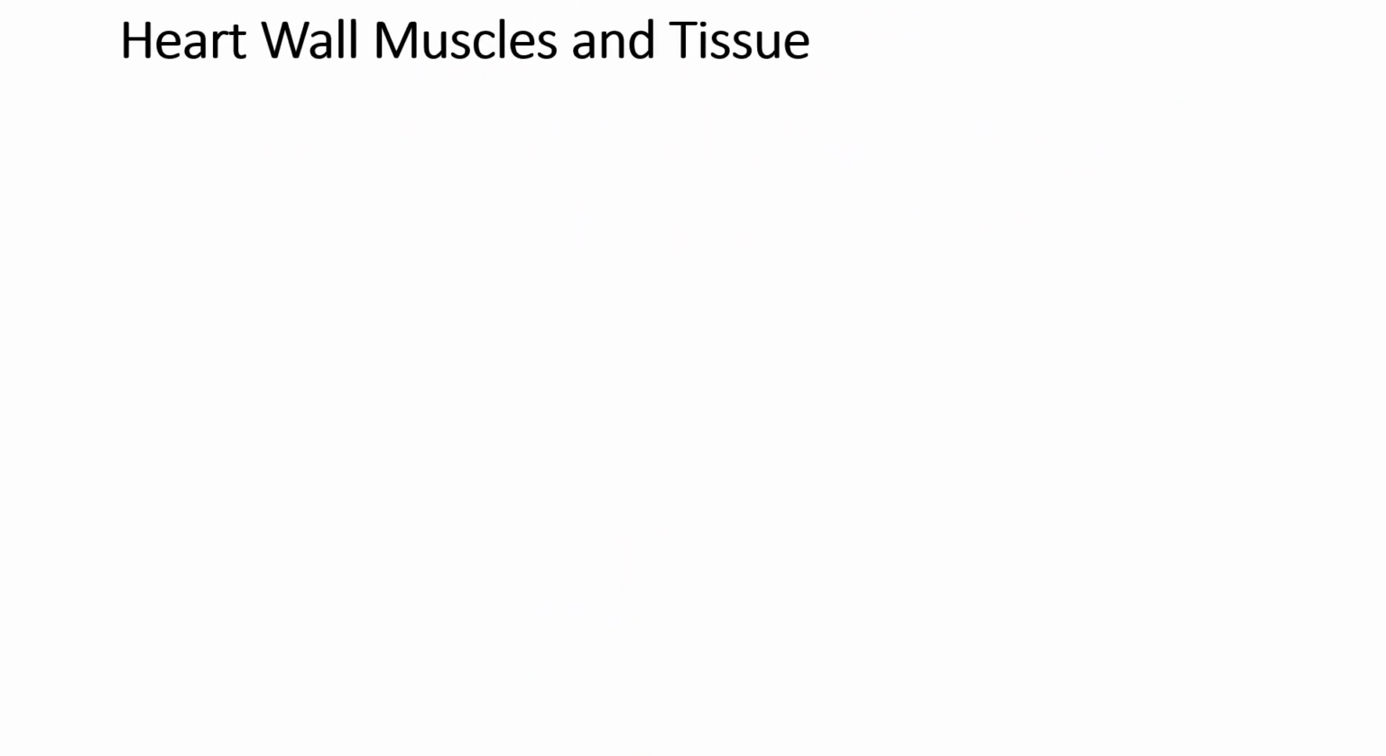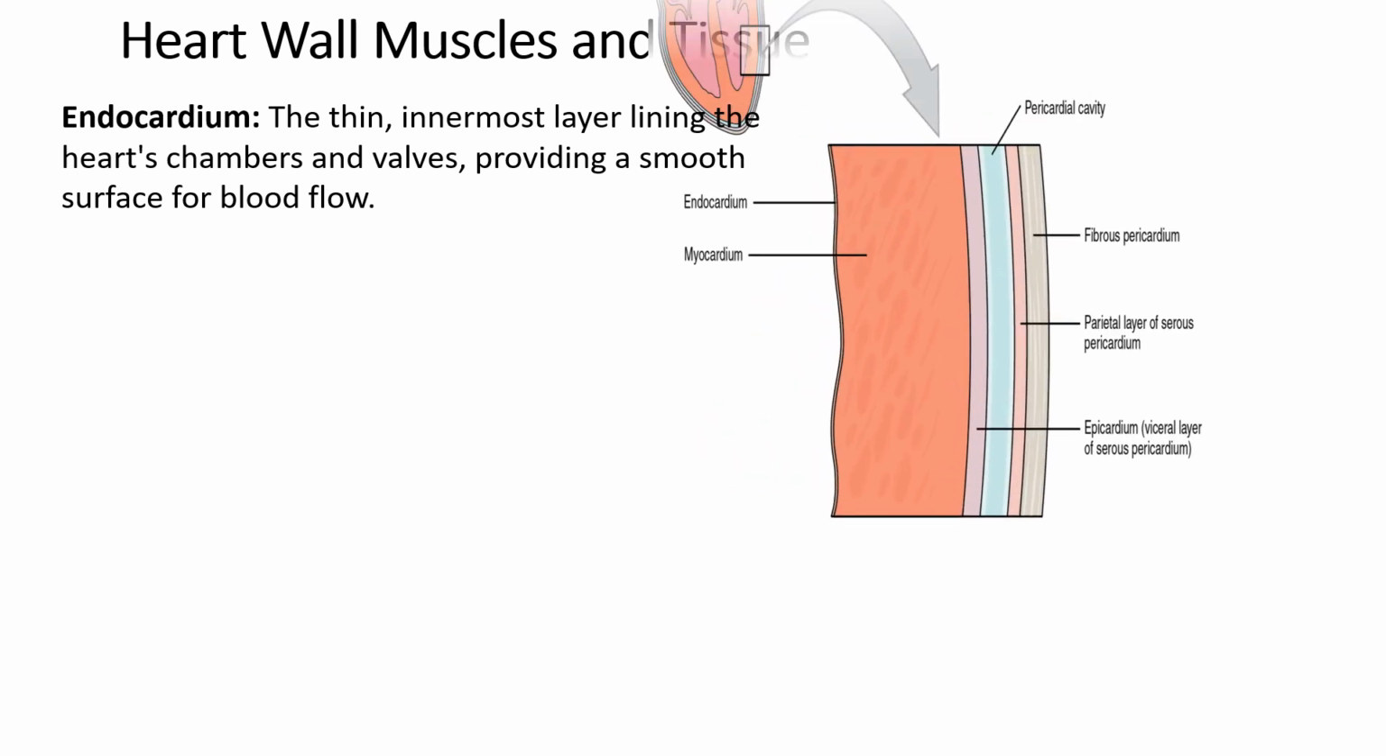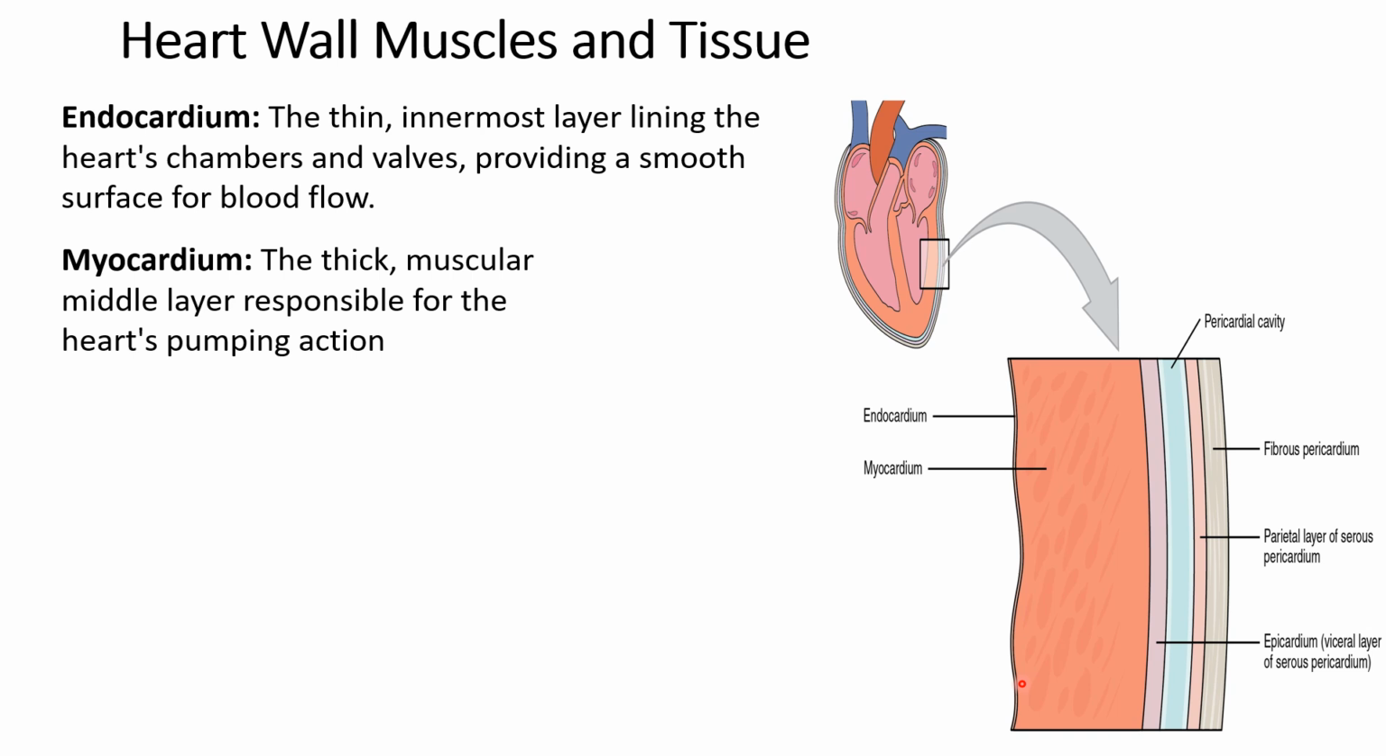Heart wall muscles and tissue. Endocardium, the thin innermost layer lining the heart's chambers and valves to provide a smooth surface for blood flow. This is the endocardium. Myocardium, the thick muscular middle layer responsible for the heart's pumping action. This is the myocardium muscle of the heart.